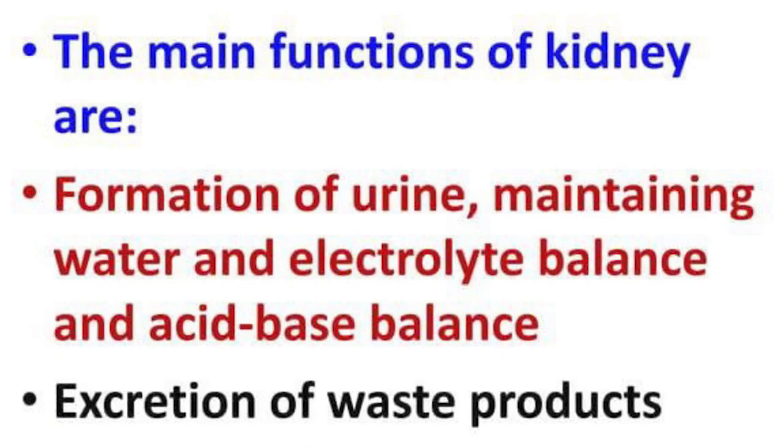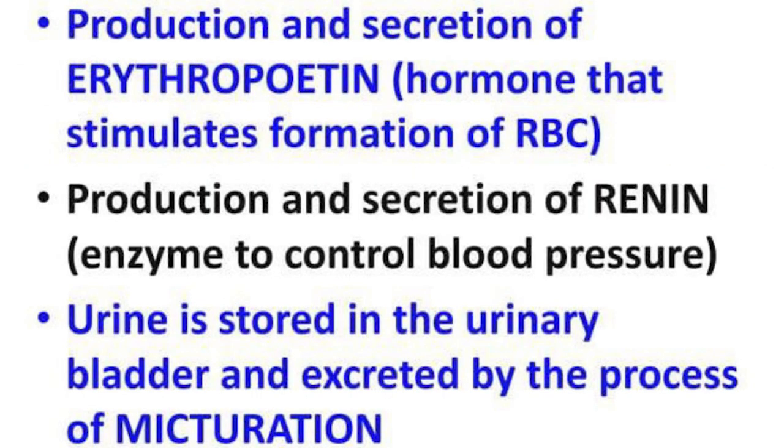So what is the main function of the kidney? The main function of the kidney is the formation of urine, maintaining the water and electrolyte balance and also the acid base balance, and excreting the waste products. It also produces and secretes erythropoietin, which stimulates the formation of RBC, and also produces and secretes renin. The urine is stored in the urinary bladder, and the excretion process is called the micturition process.